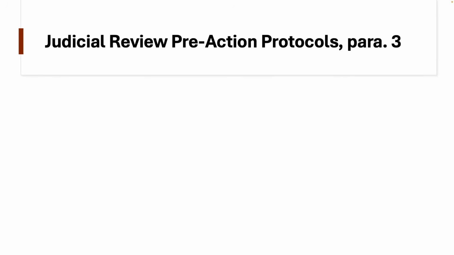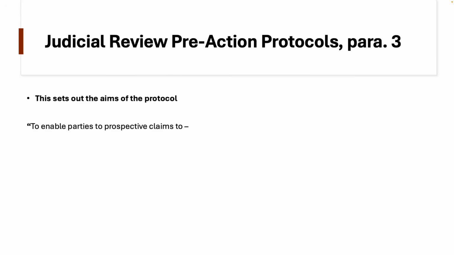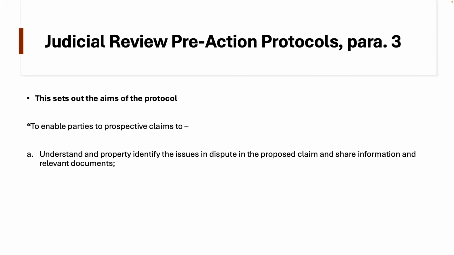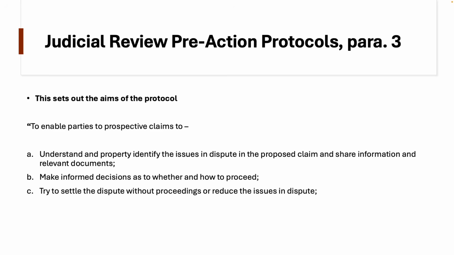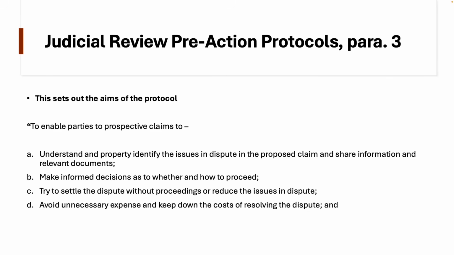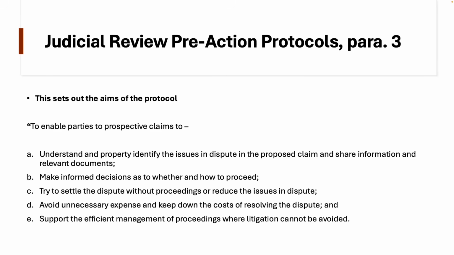So let's think about this then. Paragraph 3 of the Judicial Review Pre-Action Protocol sets out the aims of the protocol, and it says: to enable parties to prospective claims to understand and properly identify the issues in dispute in the proposed claim and share information and relevant documents, to make informed decisions as to whether and how to proceed, to try and settle the dispute without proceeding or to reduce the issues in the dispute, to avoid unnecessary expense and keep down the costs of resolving the dispute, and to support the efficient management of proceedings where litigation cannot be avoided.